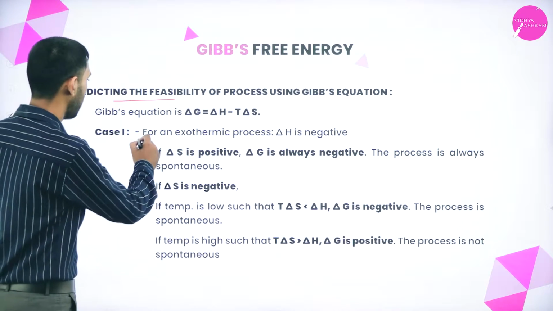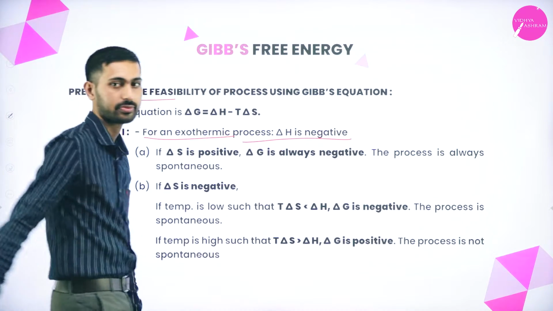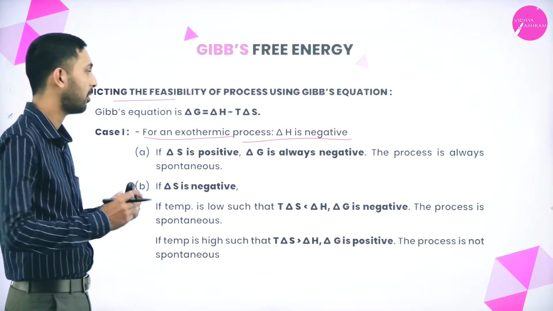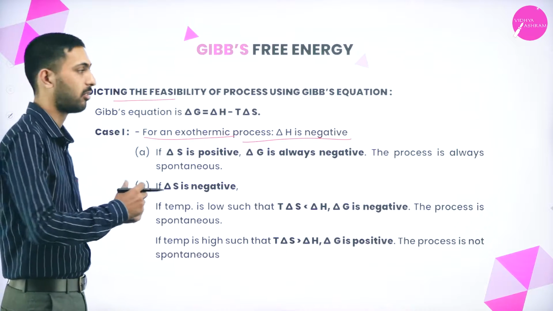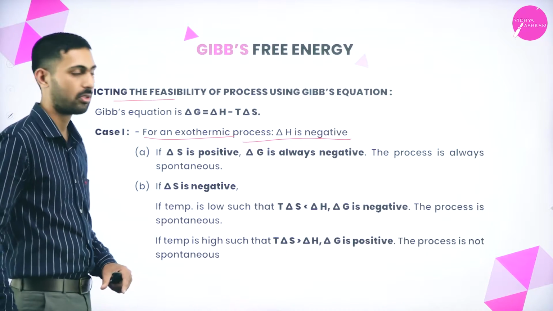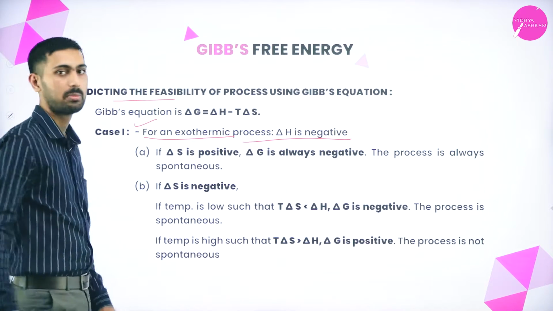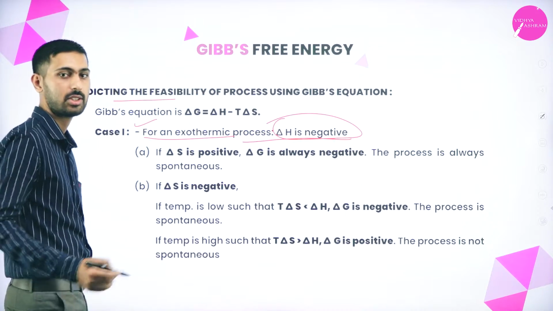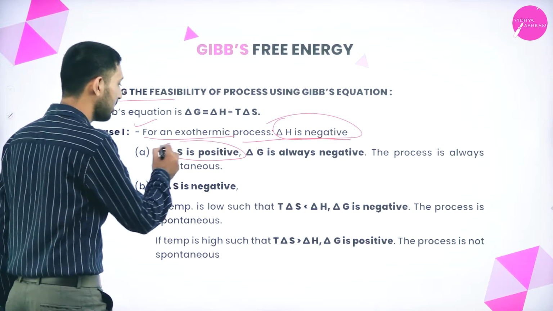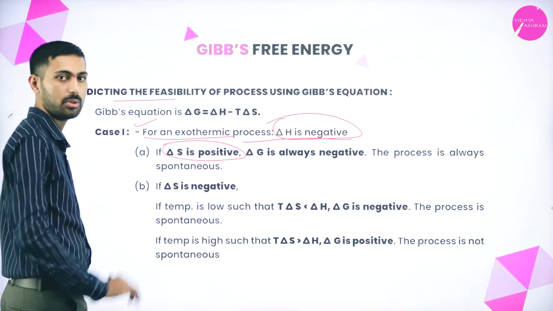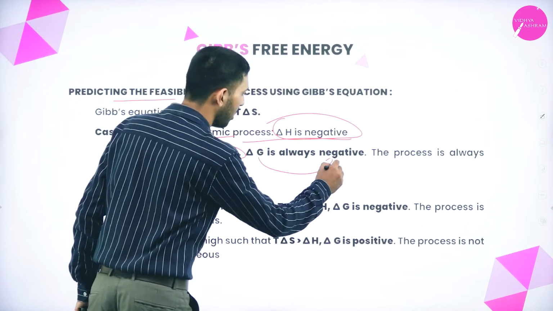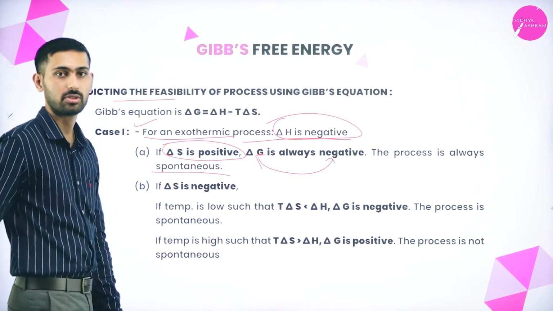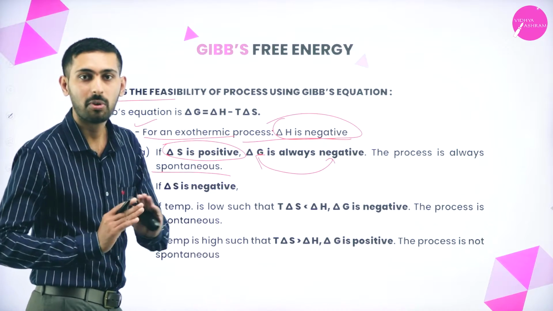Feasibility of the reaction, how the process is carried out under particular conditions, so we have to calculate the Gibbs free energy. Now let us take the exothermic process. For an exothermic process, delta H is always negative and delta S is positive, so delta G will be always negative for a spontaneous process.